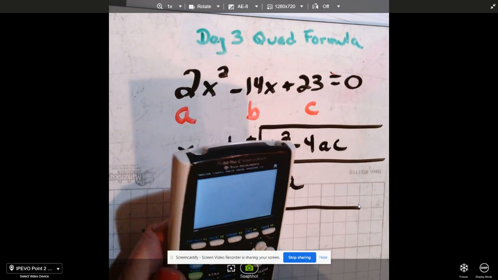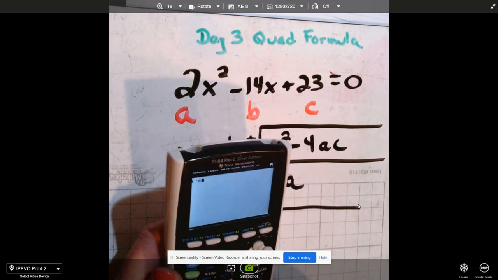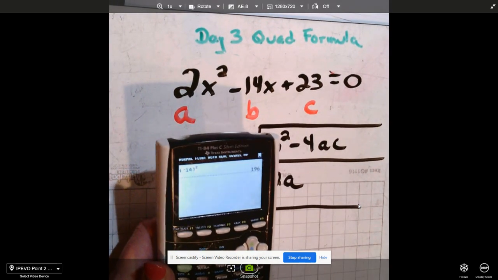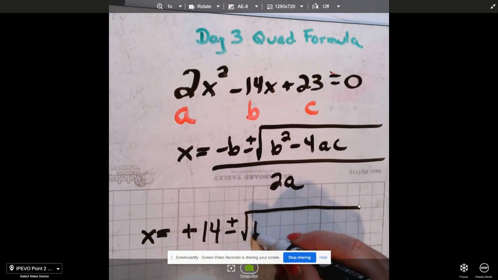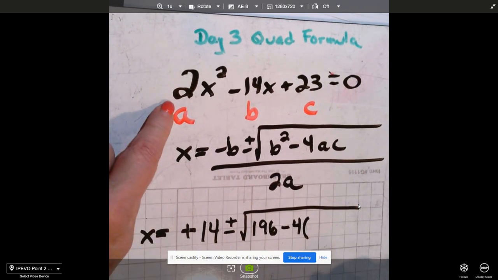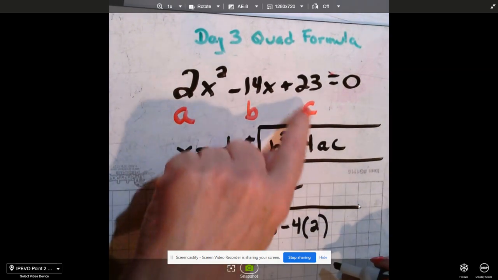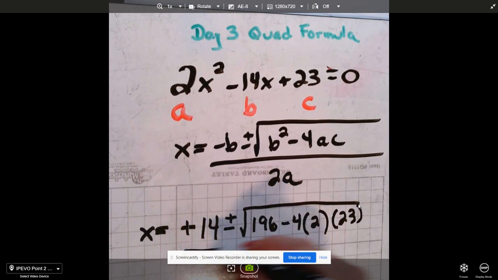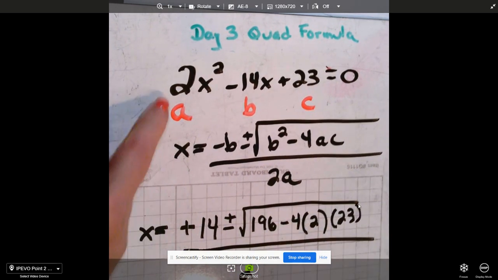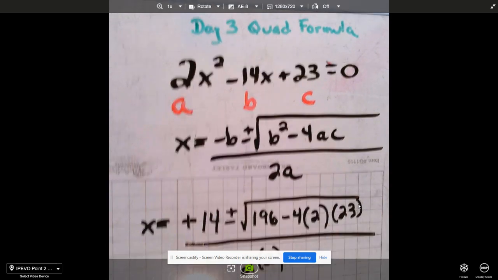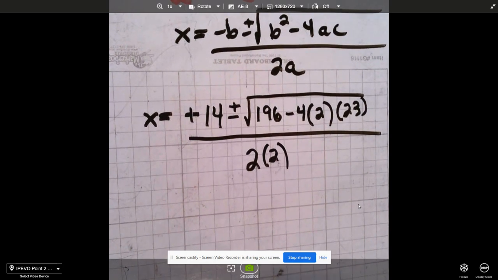So it's actually going to be negative 14. Negative 14 squared is going to give me a positive 196. So that'll be 196 minus 4 times my A value, which is 2, times my C value, which is 23. And that's all going to be divided by 2 times my A value, which is 2. So now I've plugged in all the numbers. Now it's a matter of simplifying this.